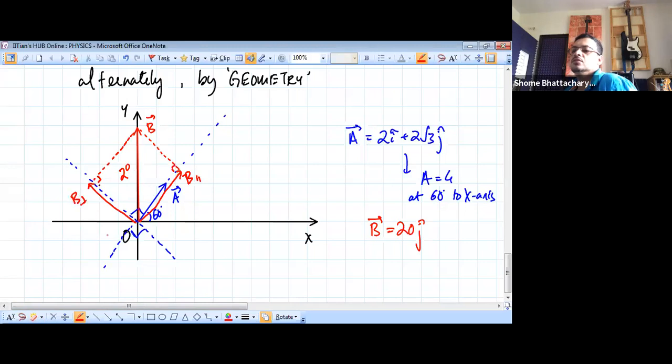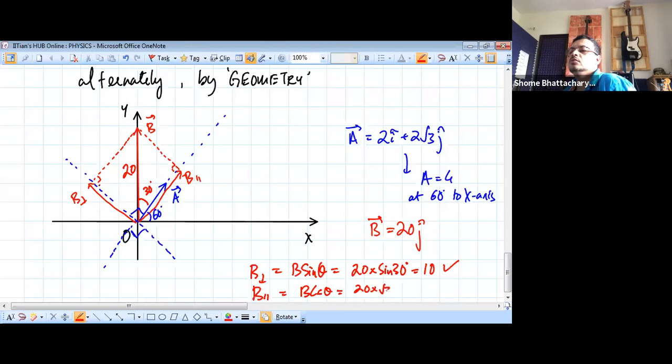There's another way we can do this because we know that the magnitude of the vector B is 20 and we also now know this angle. This angle is 30 degrees. We can see that B perpendicular will just become B sine theta. So that is nothing but 20 into sine 30 degrees, that is 10. Similarly, B parallel, B cos theta, is 20 into root 3 by 2, which is 10 root 3.